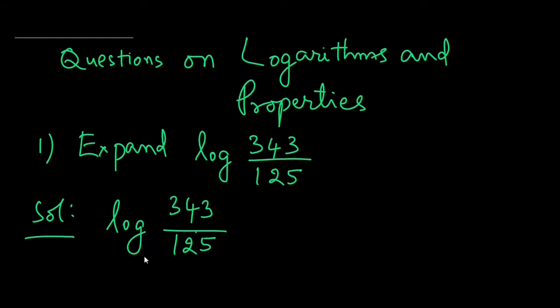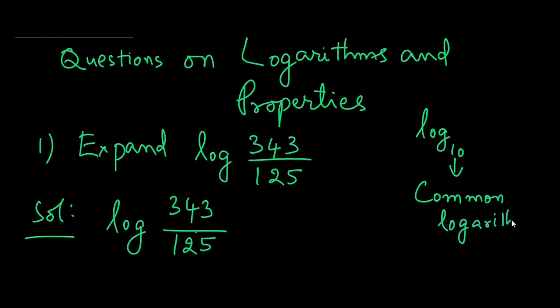When base is not given, the default base is 10. The logarithms with base 10 are called common logarithms. These logarithms were introduced by Briggs. So here base is not given, so base is 10. Log of 343 by 125. We are asked to expand it.